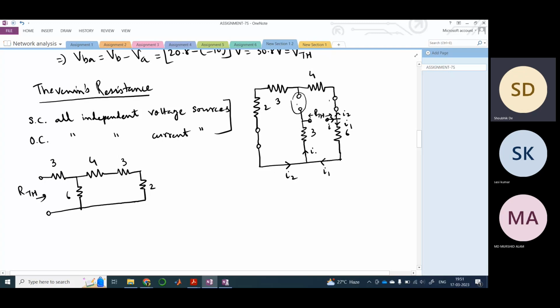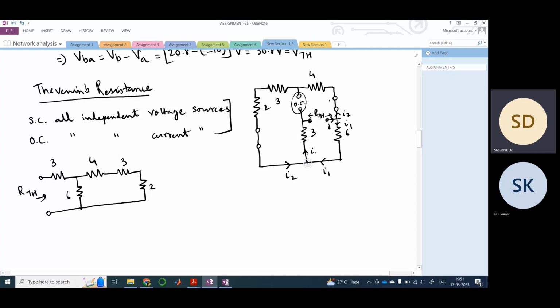And since this is open circuit, this I2 flows through these three resistances, and this returns like this here. This is your I2, and then through this 6 ohm also this current I1 comes, and then again it combines to form I. So equivalently, this should be your circuit. Okay. So therefore your RTH should be 3 plus 6 in parallel with 4 plus 3 plus 2.